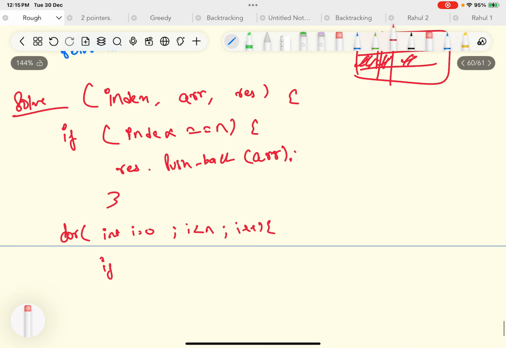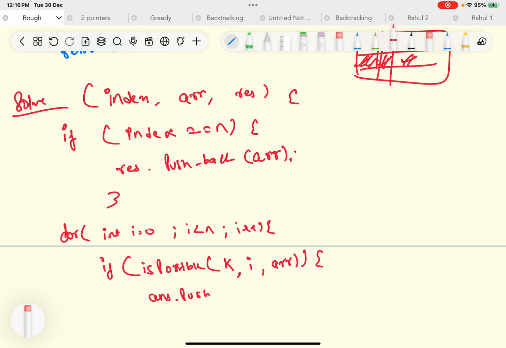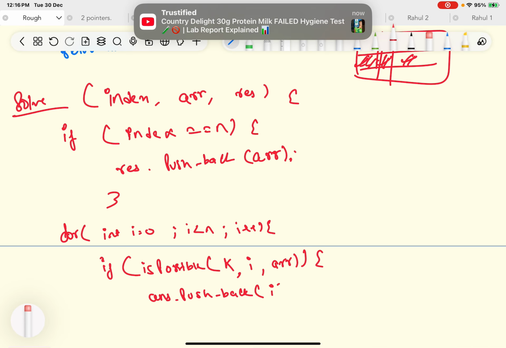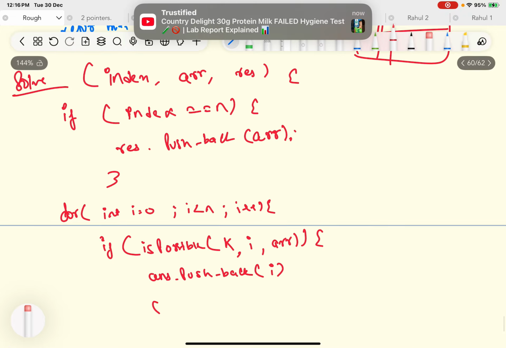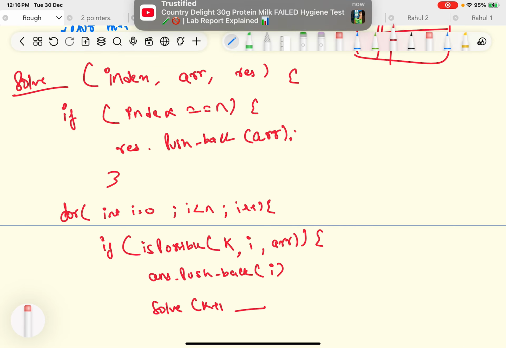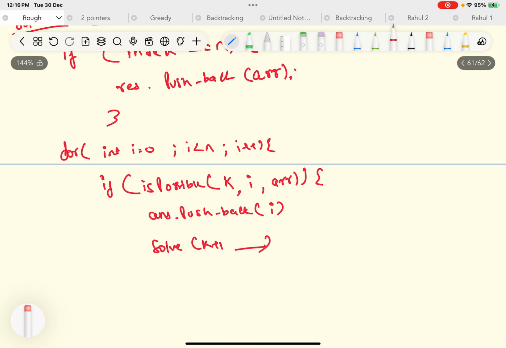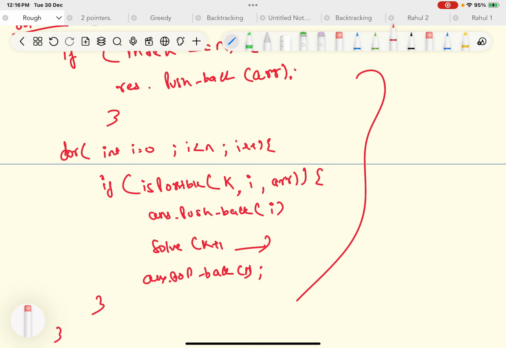So if is possible at this row with this column, calling the isPossible function, and again the array we have to pass. If it is possible, then answer dot push back this column, and again solve for the next queen, k plus 1, and the rest of the parameters. And answer dot pop back for the backtracking part. So this is the pseudo code, or you can say the exact code we have written.